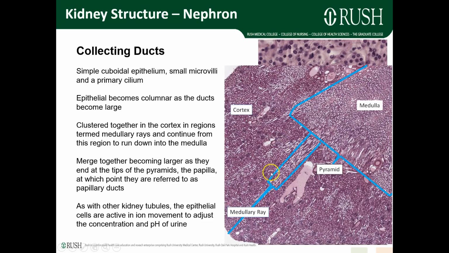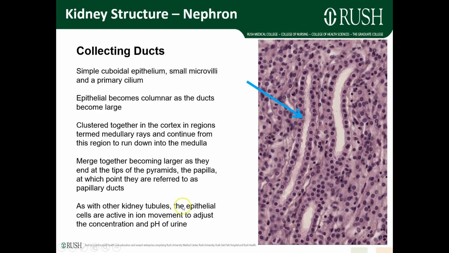Just to help you a little bit further, you can see this a little clearer in this histological view. These medullary rays in the cortex, and then these ducts end up in the medulla over here. So the capsule is in this portion here. When the ducts merge together, they become larger and larger, and they end up at the tips of these pyramids we have seen before, the area referred to as the papilla, and then they are referred to as the papillary ducts.